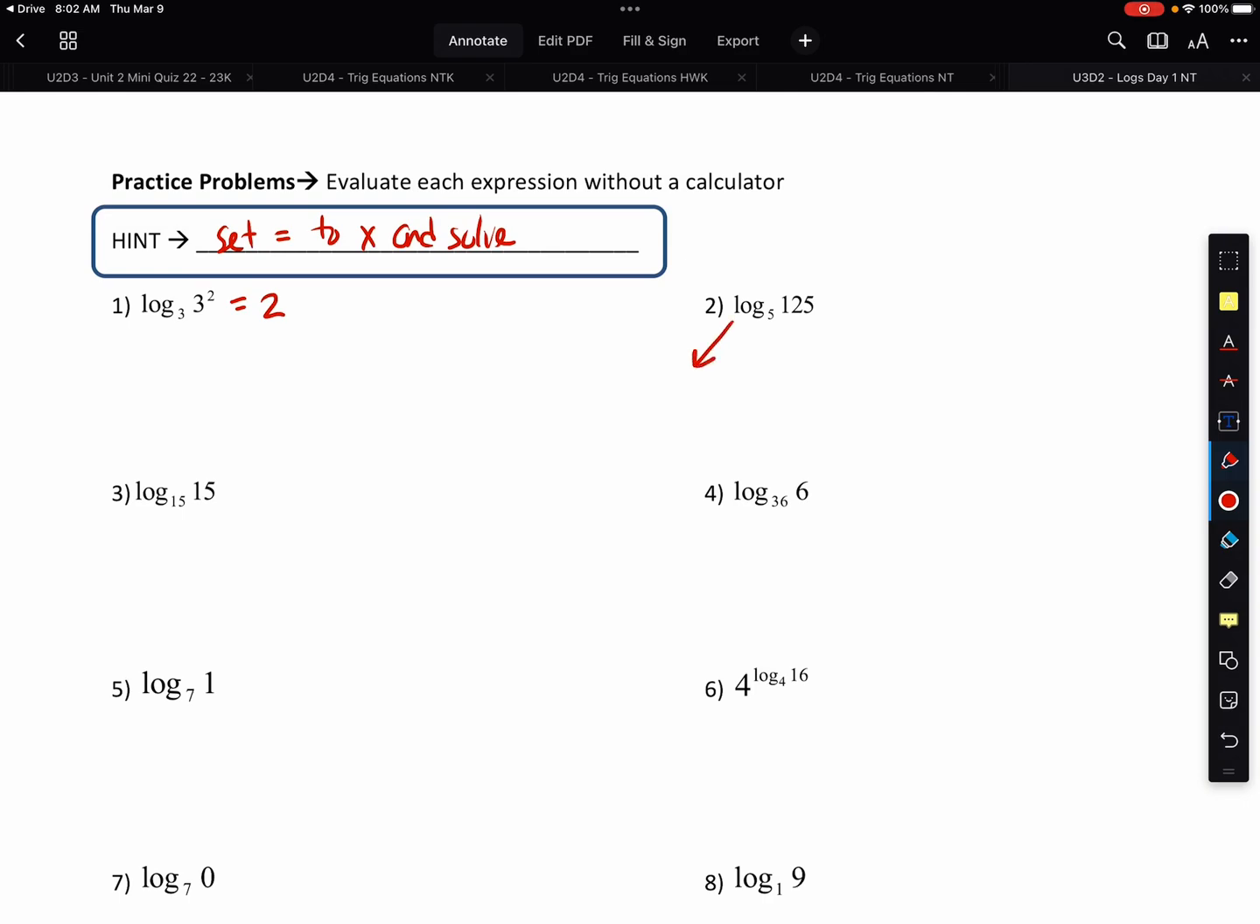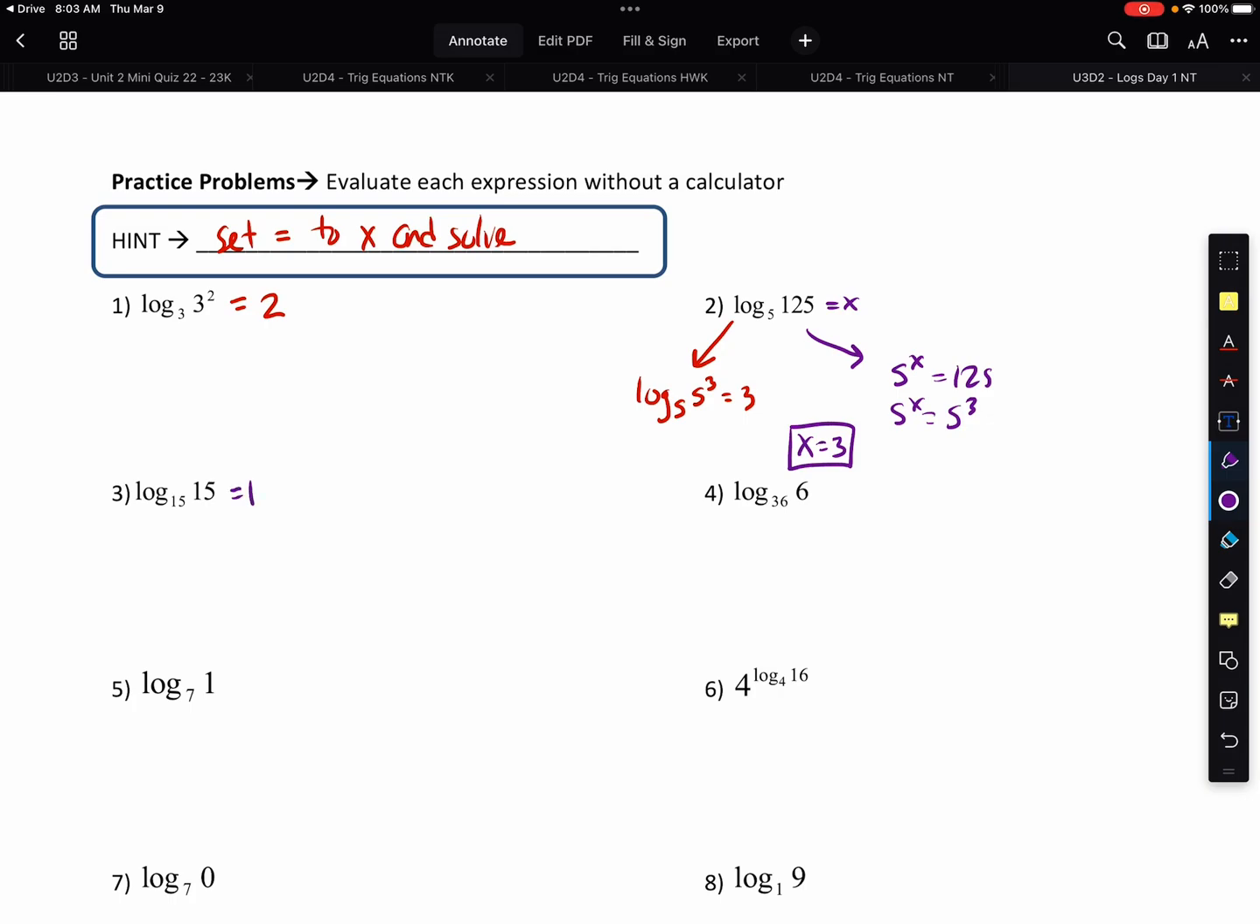Now the second one, I could write this as 5 to the third. So the whole thing is 3. But if I go with this equals x idea, if you're stuck, you can convert 5 to the x equals 125, 5 to the x equals 5 to the third, and that's how we get x equals 3. So I'm hoping you know the idea in the red, but if you have to, set equal to x to convert.